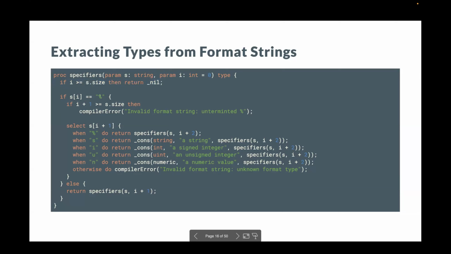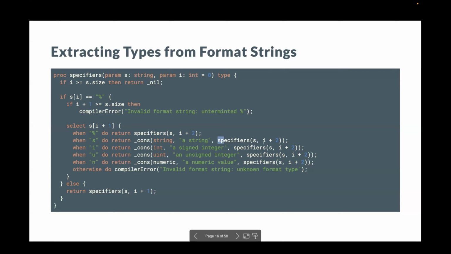And then if the first character of the string is not a percent sign, so that's this else case here, then we're looking at a character like H in hello world, and we should just ignore it. So I recurse into the rest of the string, increasing the index. And then the rest of this function is actually the meat of the implementation, where we look at the current format specifier and decide what type it should correspond to. So basically, we look at the character following the percent and say, if it's a string, create a list which includes a string. And if it's an integer, create a list that contains an integer, and so on and so forth.